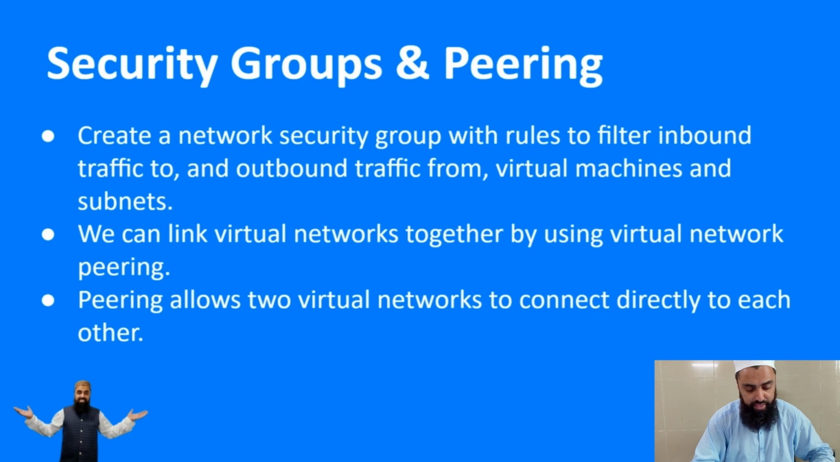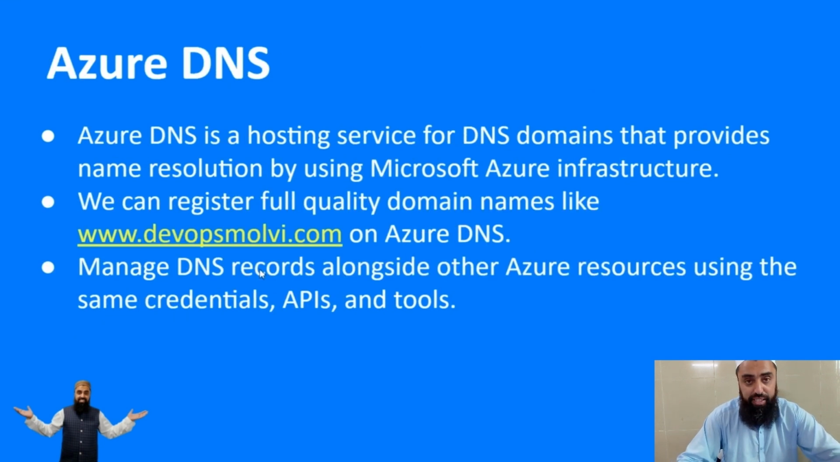We can link virtual networks together by using virtual network peering. If there are 10 or 20 different virtual networks, we can peer them together. We can make them friends, and it would become collectively a single big virtual network because all the virtual networks would be peered together. Peering allows two virtual networks to connect directly to each other. Just like we have friends, we have our peers, so we can have two different virtual networks to be peered, to be connected together.